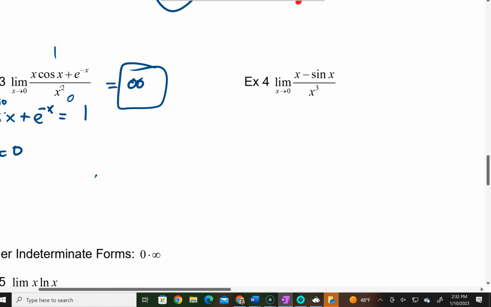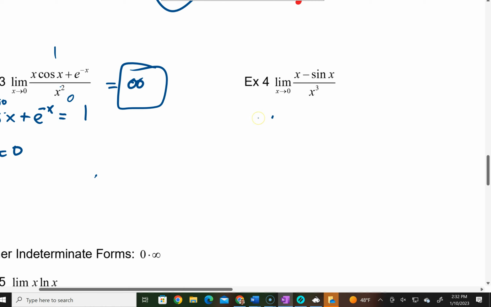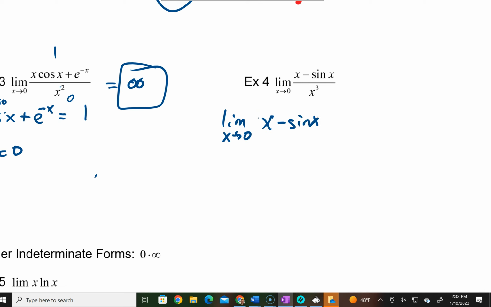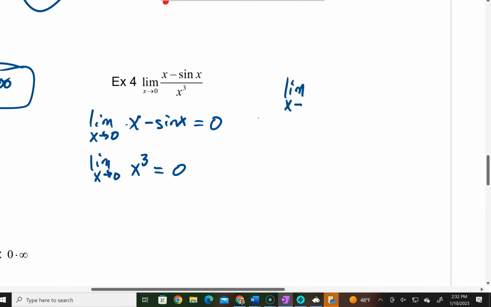Speaking of checking, let's just come to this last one here. And we can say, well, check your numerator. We've got x minus sine x. And gosh, what's that going to be? 0 minus sine of 0 is 0. The sine of 0 is 0. As x goes to 0, x cubed goes to 0. L'Hopital's rule applies.